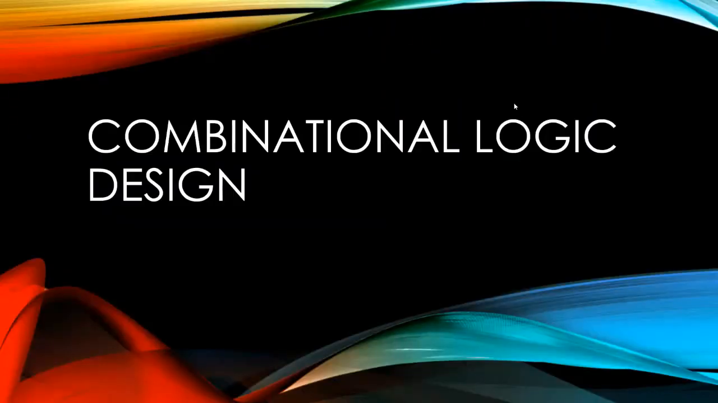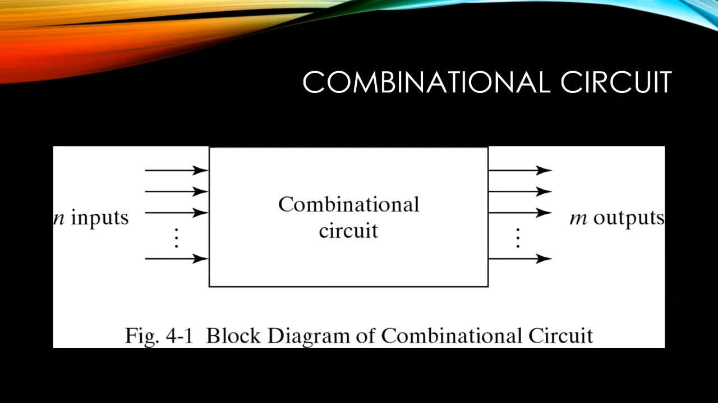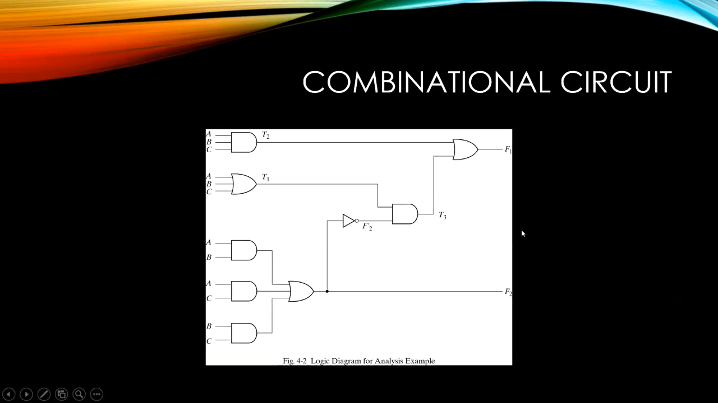In this video lecture, we're going to discuss combinational logic circuit design. So what is a combinational logic circuit? A logic circuit accepts a set of inputs, processes it, and gives us a set of outputs. So input, process, output. This is an example of a combinational logic circuit, wherein we have three inputs, which are A, B, and C, and we have logic gates that process our inputs, and we have two outputs, F1 and F2.